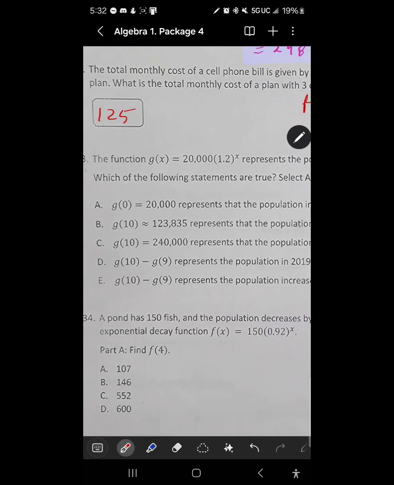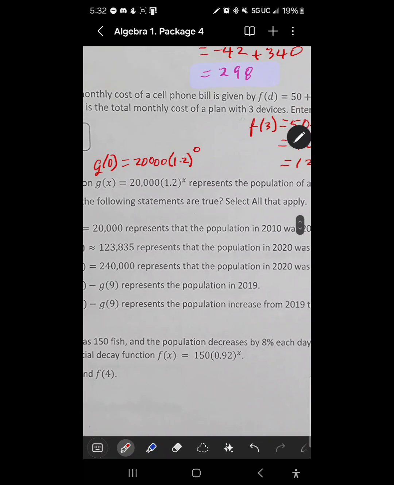So let's see. We want to know g(0). So let's see here, g(0). And this will be 20,000 times 1.2 to 0. Like every number to the 0 is just equal to 1. So this will be 20,000 times 1, which is just 20,000.